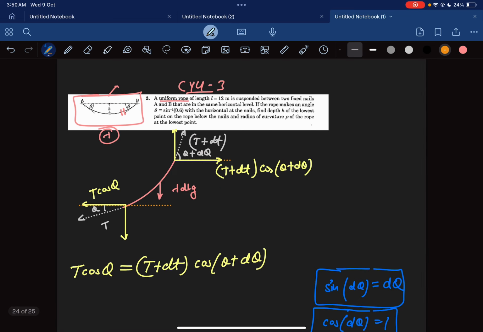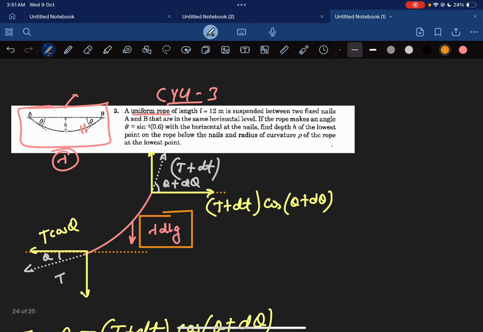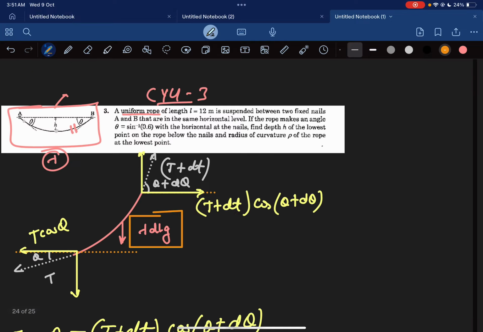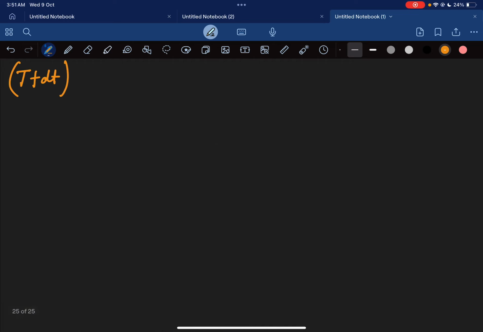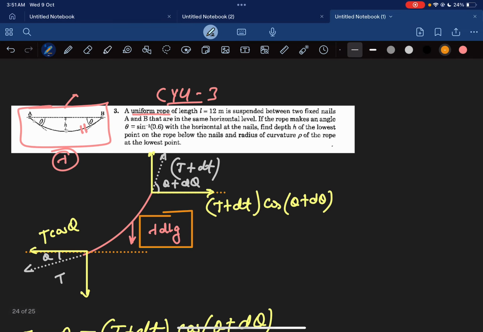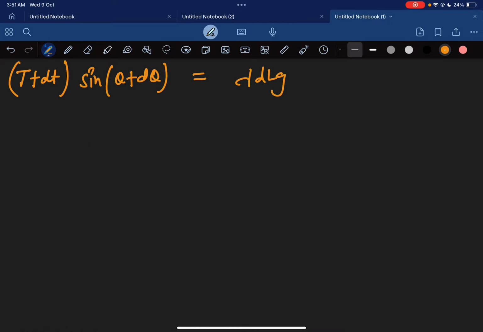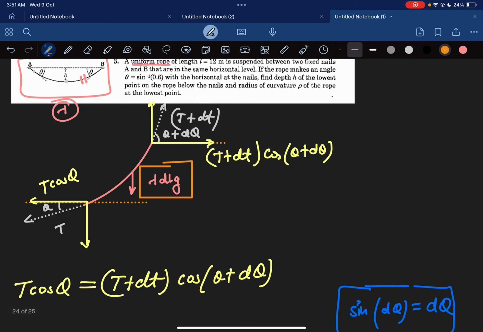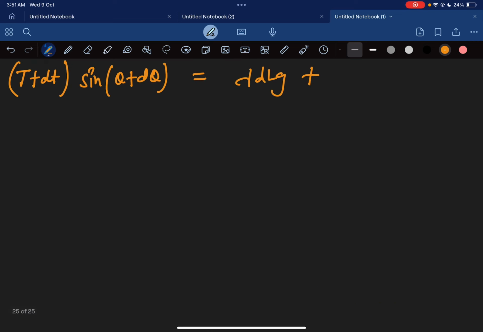What's the vertical component? (T plus dT) sine (theta plus d theta) is equal to, now add weight also, because weight is also acting downwards. Just don't forget it. So I can write it like: (T plus dT) sine of (theta plus d theta) is equal to lambda dl g plus T sin theta.